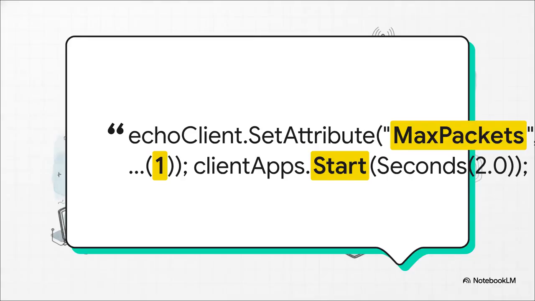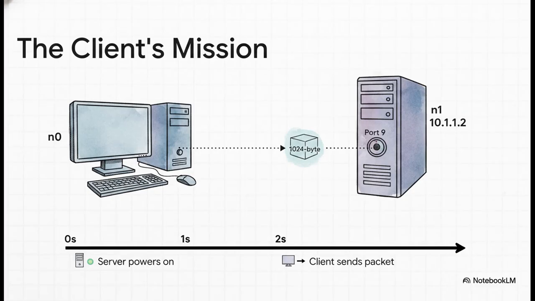All right, next up is the client. We configure it to send a packet to the server's address and port. We also set an attribute telling it to send a maximum of just one packet. We install this client on our first node, N0, and schedule it to start at the 2-second mark. So the client's mission is crystal clear. Send one 1024-byte packet to the server at 10.1.1.2 on port 9.